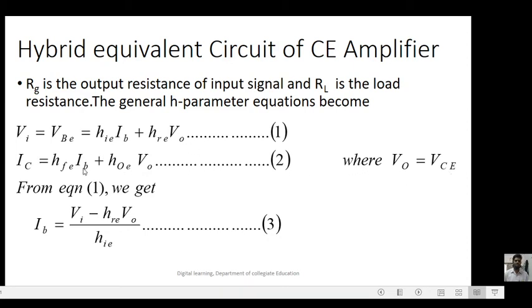These equations follow Kirchhoff's voltage law, because the EMF is equivalent to the product of current and resistance. Therefore IC is equal to hfe IB plus hoe V0, equation number 2. From equation number 1 we get IB is equal to VI minus hre V0, divided by hie.